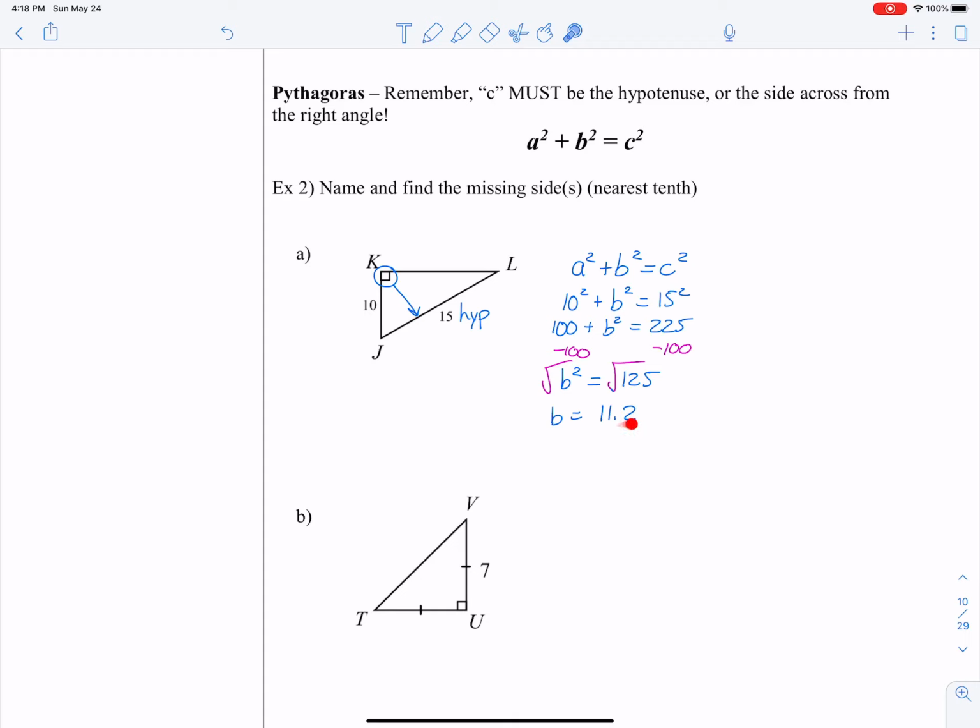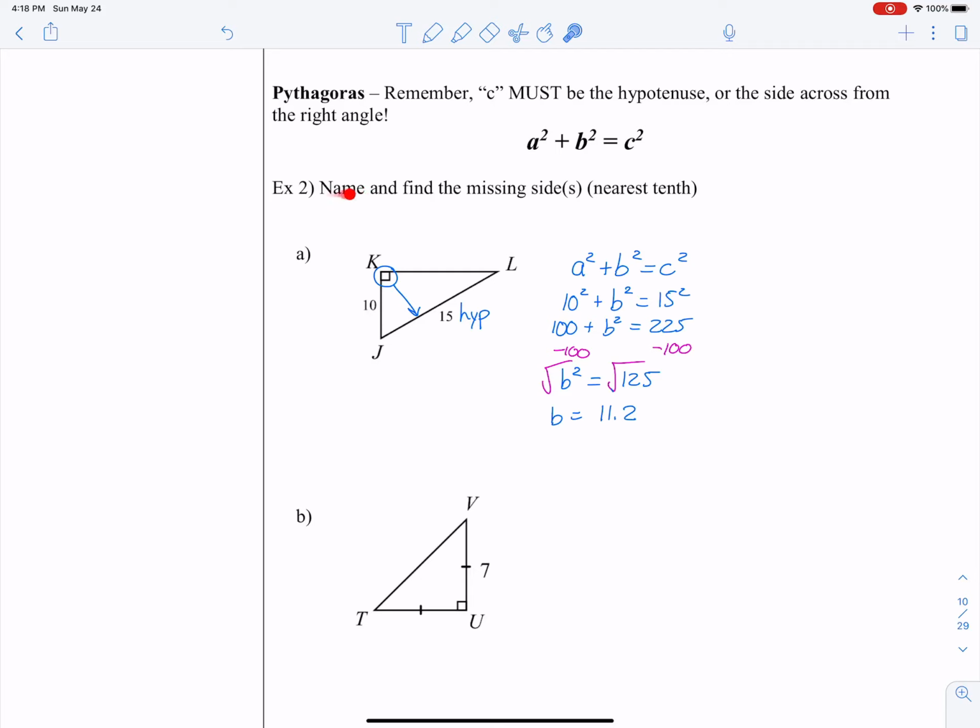And I use one decimal place here because it says round to the nearest tenth, and that means I'm going to use one decimal place. If it said to the nearest hundredth, then I would put 2 decimal places. Tenth means 1 decimal place. So this is my b.